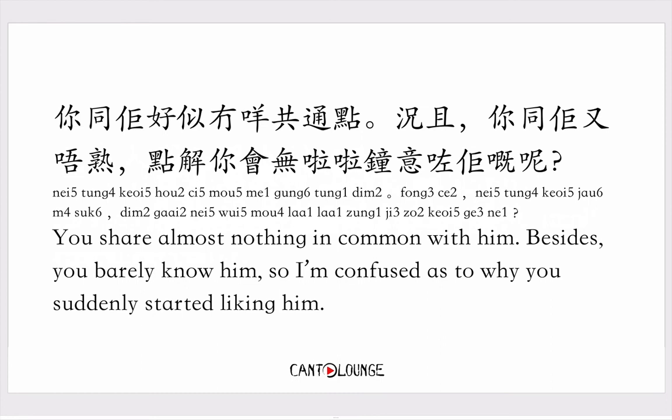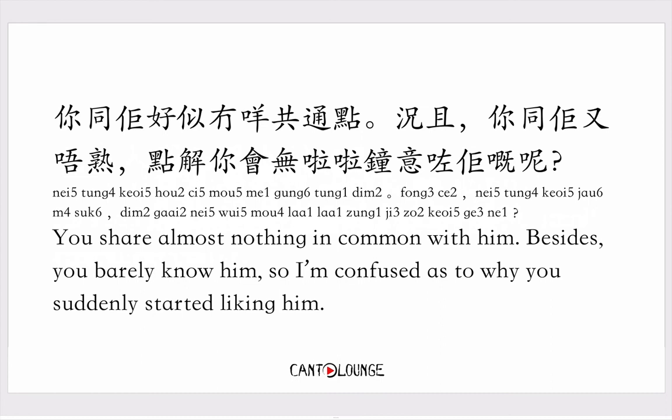So you and her, talking to your friend, you and her 好似, seems to 冇咩共通點, not have any common point or anything in common with her, right? 況且, besides, 你同佢又唔熟, you and her aren't that close, aren't that acquainted. Besides, you guys barely know each other. 點解, why 你會, would you 無啦啦, all of a sudden 鍾意咗佢嘅呢？ Why would you all of a sudden fall in love with her, say that you like her, right? So a couple of vocab points here.